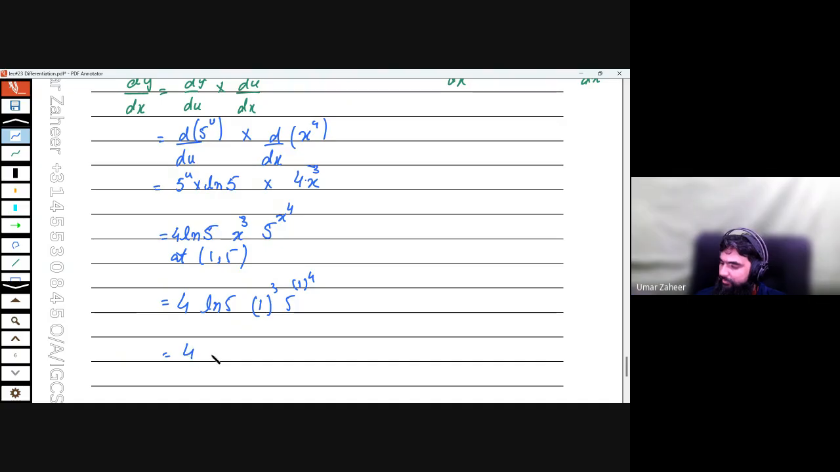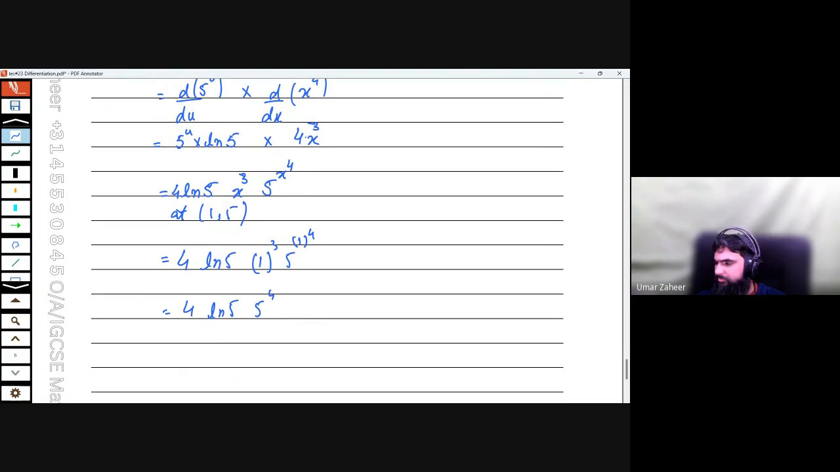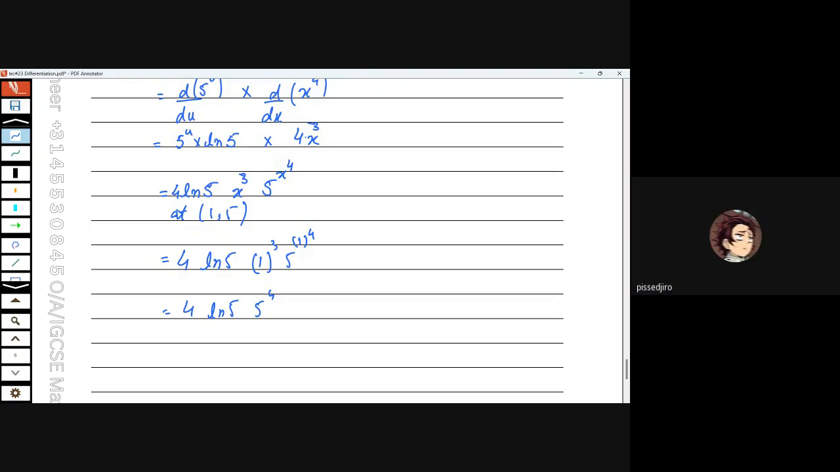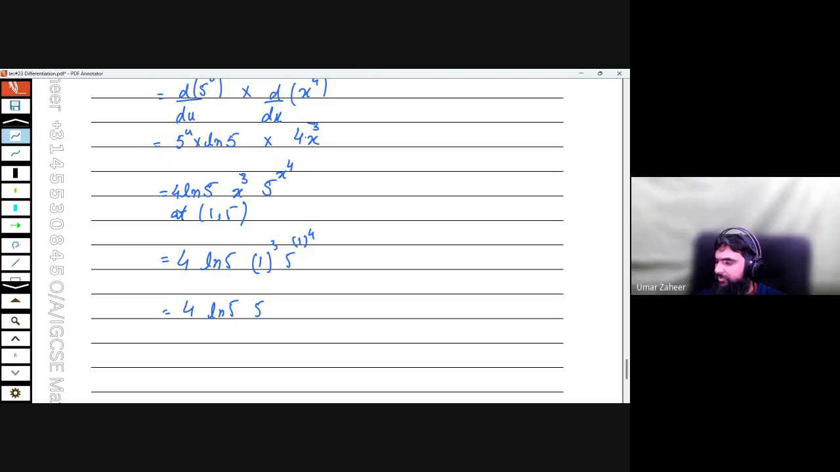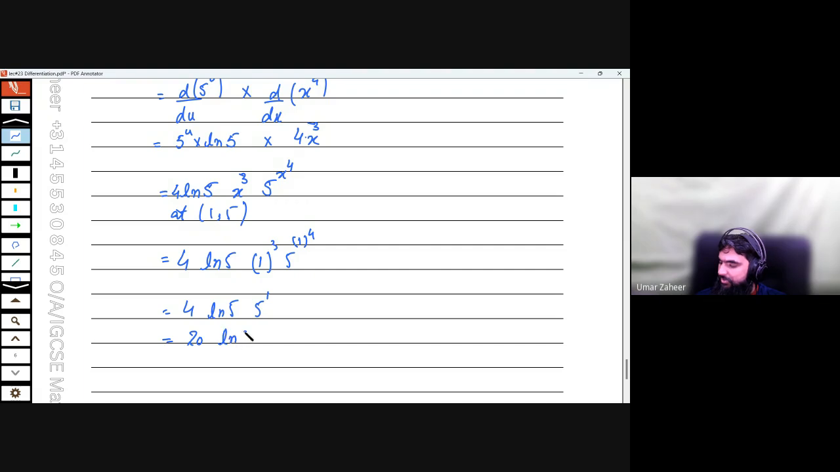So it is 4 natural log of 5, and 1 power 3 is 1. Then it is 5 power 4 — no, sorry, it is 1 power 4. 1 power 4 is 1. And 4 multiplied by 5 would be 20. So 20 natural log of 5 is the value we are going to get.